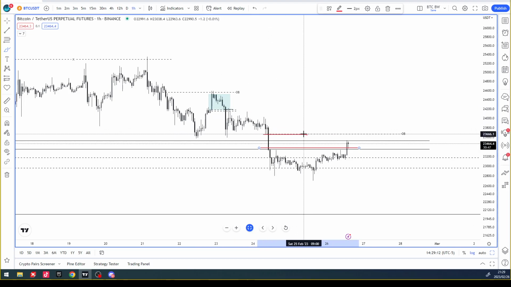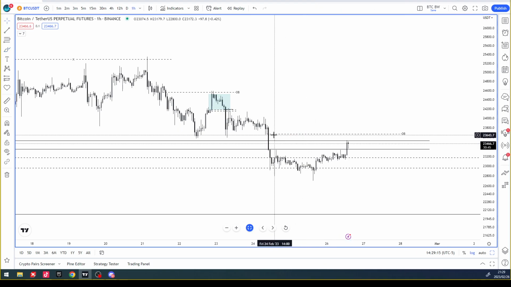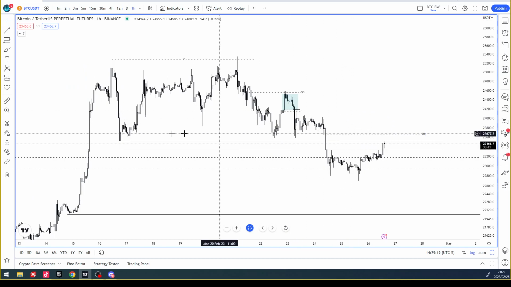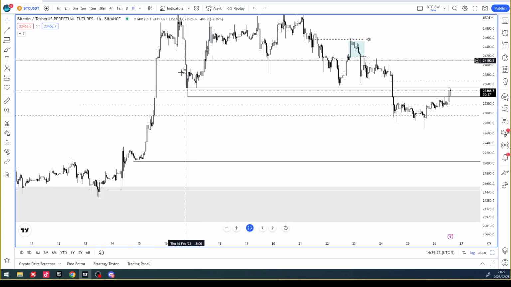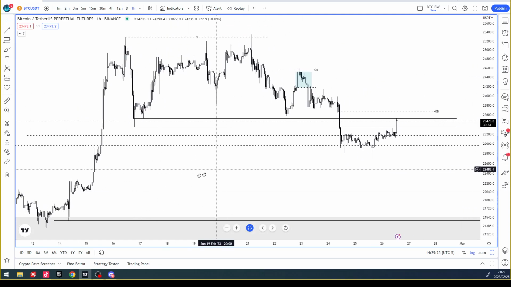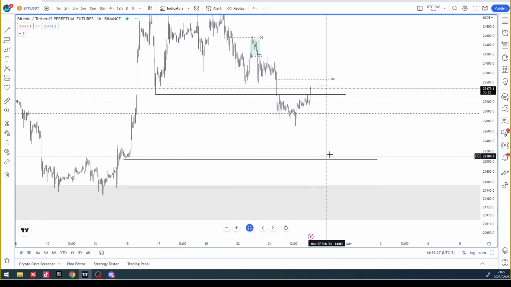Opposing FVGs getting closed above, they should never do that. If you expect lower pricing, these FVGs should never get closed above, just as all these FVGs created on the way up were not closed below. Now, there's your two levels of liquidity, or the drawn liquidity that we have, is 22 and 21.5.